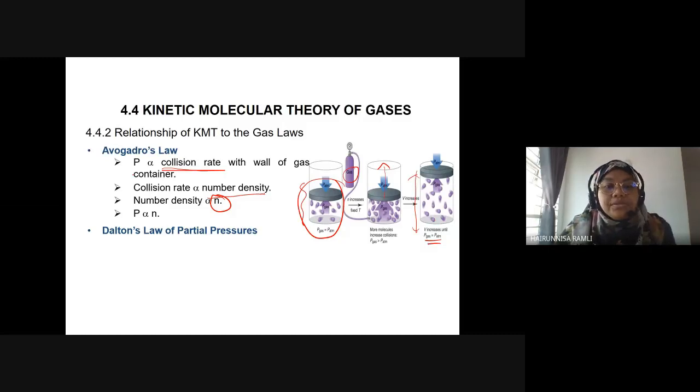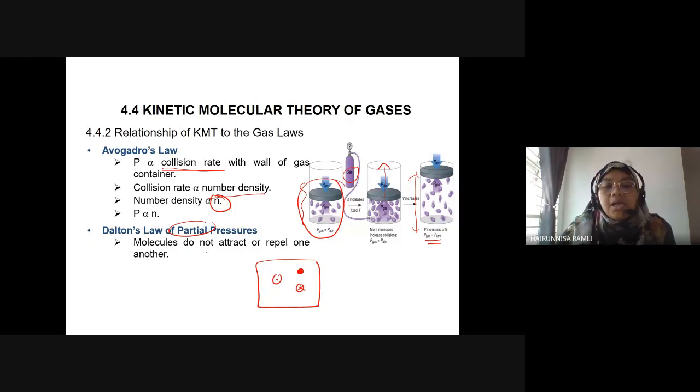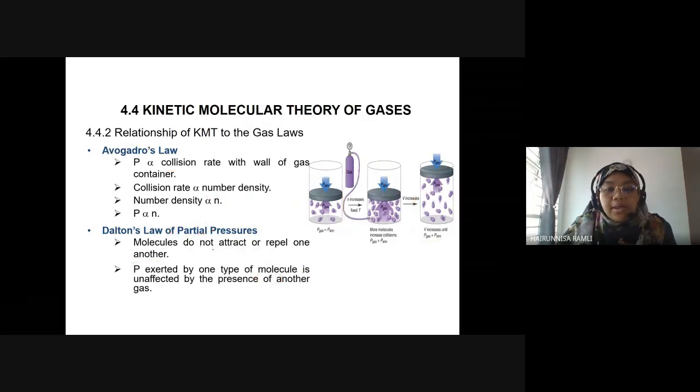Okay, so next is Dalton's law of partial pressure. So of course when you are mentioning partial pressure, it is actually the mixture of gases kan. So dalam satu bekas tu, let's say ada gas ni, ada gas ni, ada gas. So ada macam-macam gas lah, ada combination. But we assume that the molecules do not attract or repel one another. Maksudnya dia sendiri je, dia langgar dinding je, dia tak langgar sama dia. Sebab kalau dia langgar sama dia akan ada intermolecular forces. Okay, so P exerted by one type of molecule is unaffected by the presence of another gas.